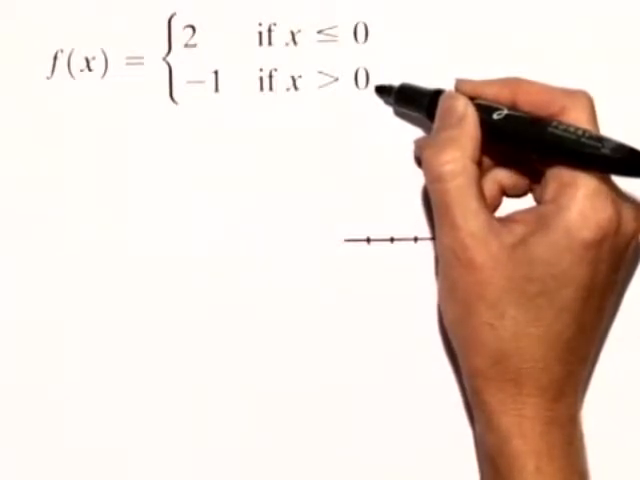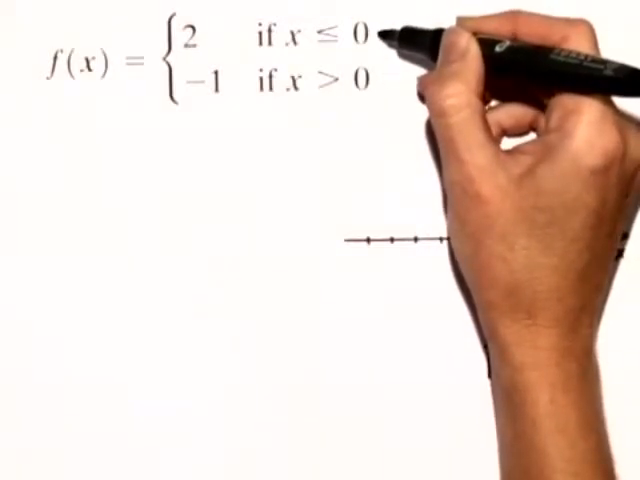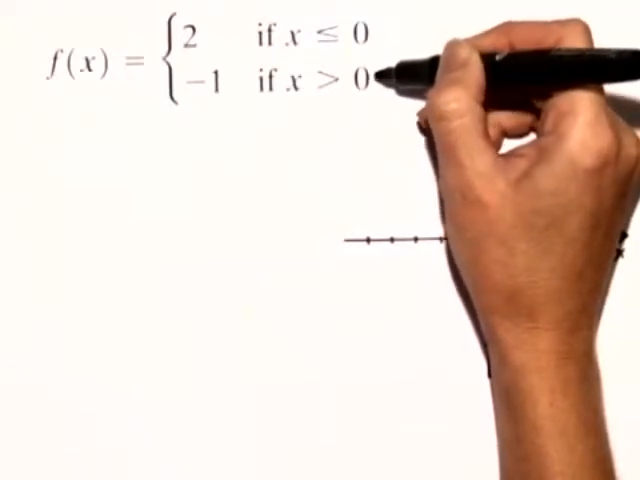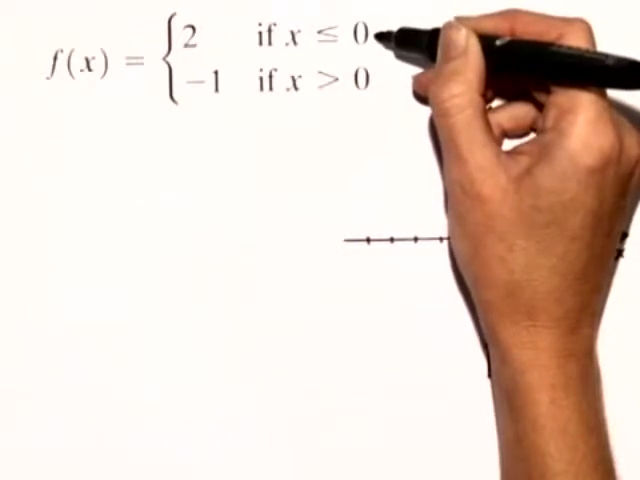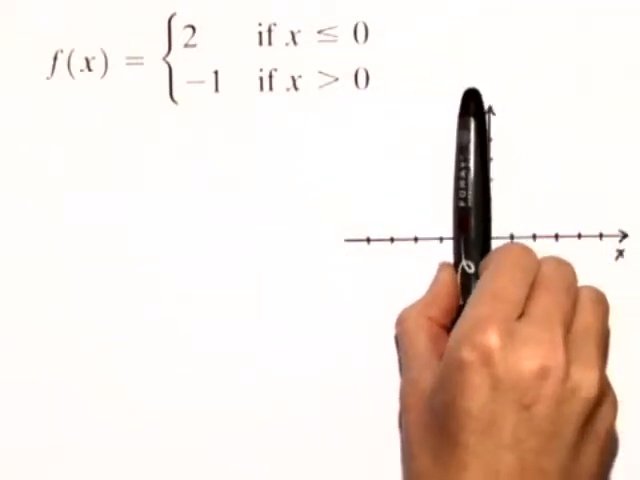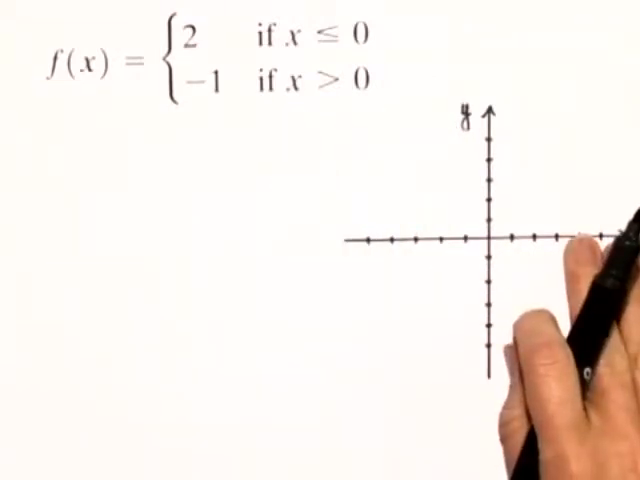So anytime you're graphing a piecewise defined function, be sure first to look at the intervals of x. So we have two intervals, either x is less than or equal to 0, or x is greater than 0. So first of all, for x less than or equal to 0, I'm really looking at the y-axis and to the left of the y-axis. So let's start off and do that first.